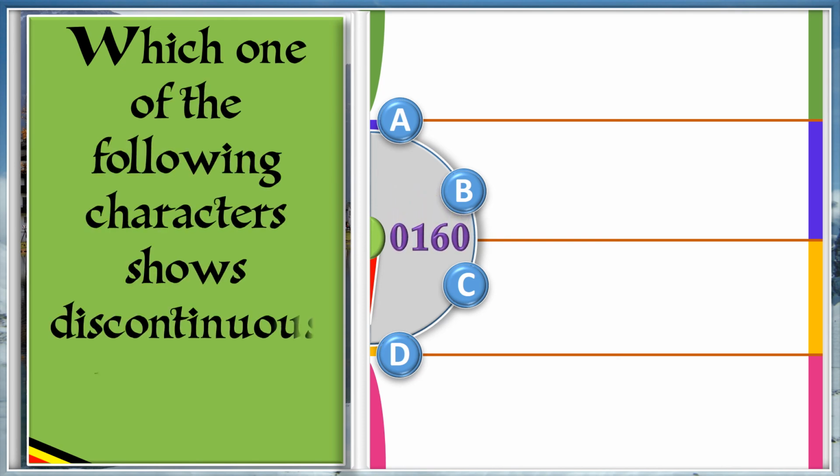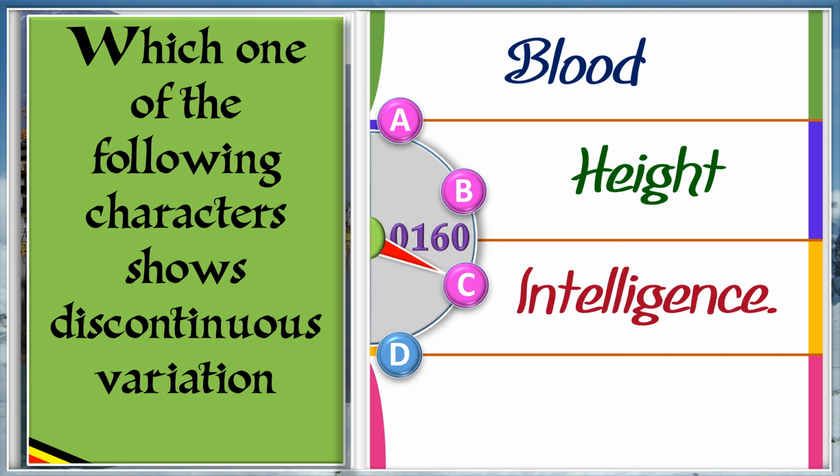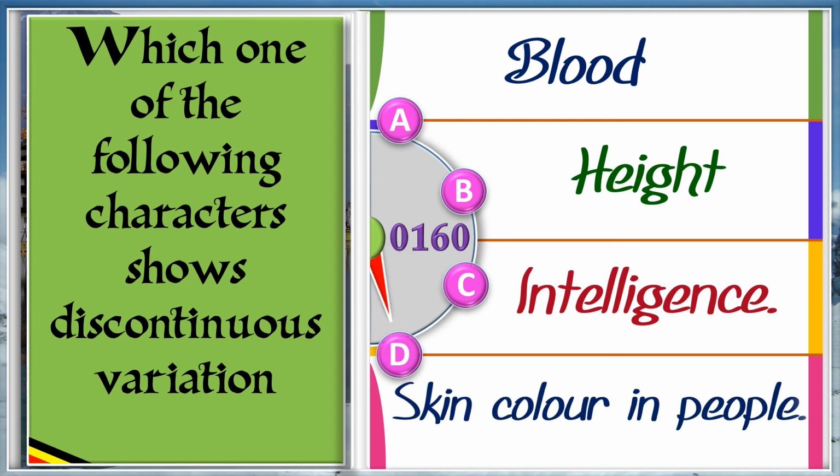Which one of the following characters shows discontinuous variation? A. Blood. B. Hate. C. Intelligence. D. Skin color in pupil. And the answer is A. Blood.